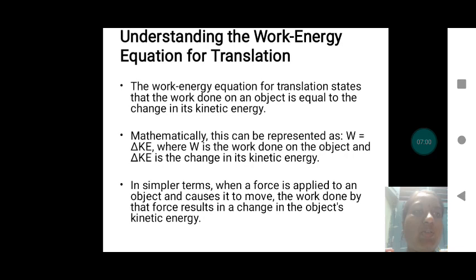Understanding the work energy equation for translation. The work energy equation for translation states that the work done on an object is equal to the change in its kinetic energy. Mathematically, this can be represented as W equals delta KE, where W is the work done on the object and delta KE is the change in its kinetic energy. In simpler terms, when a force is applied to an object and causes it to move, the work done by that force results in a change in the object's kinetic energy.